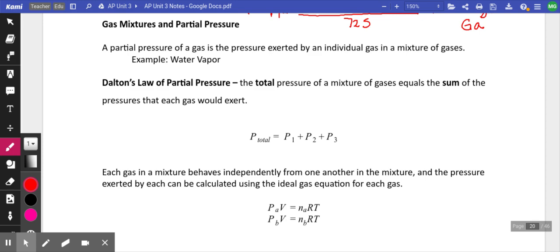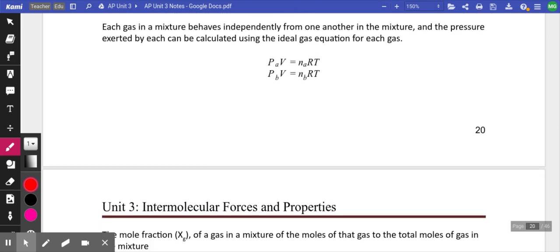And that's Dalton's law of partial pressure, which says that the total pressure of a mixture of gases equals the sum of the pressures that each gas would exert individually, which corresponds to their partial pressures. So we say that the P total is equal to the P of the first gas plus the P of the second gas plus the pressure of the third gas, for however many gases are in the mixture.